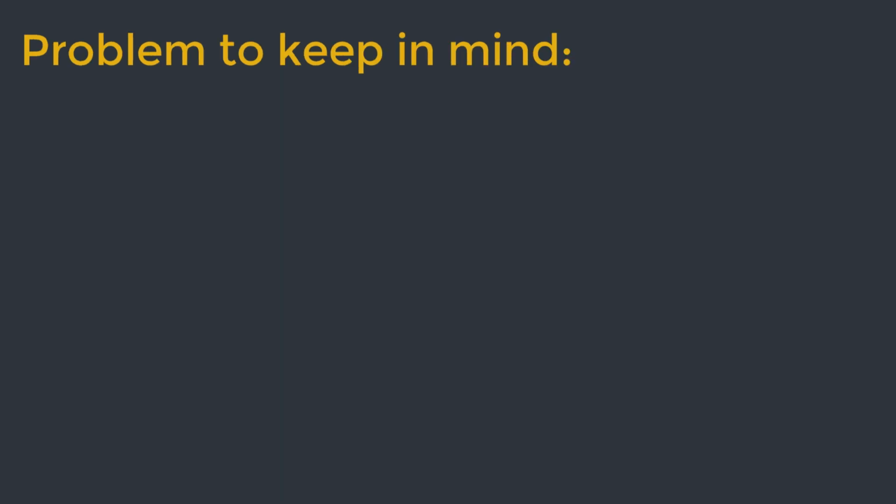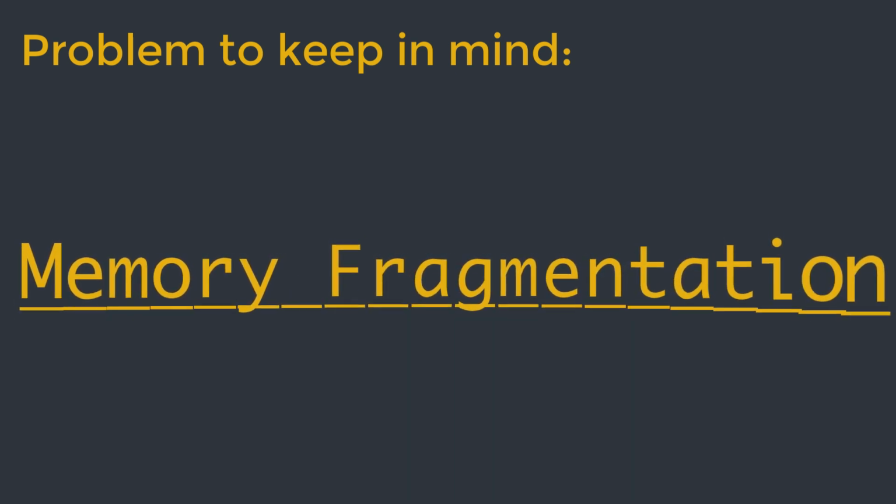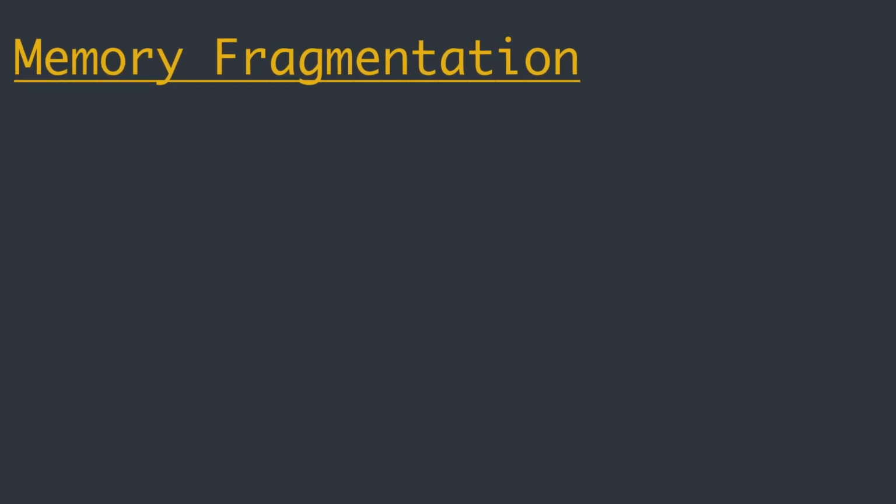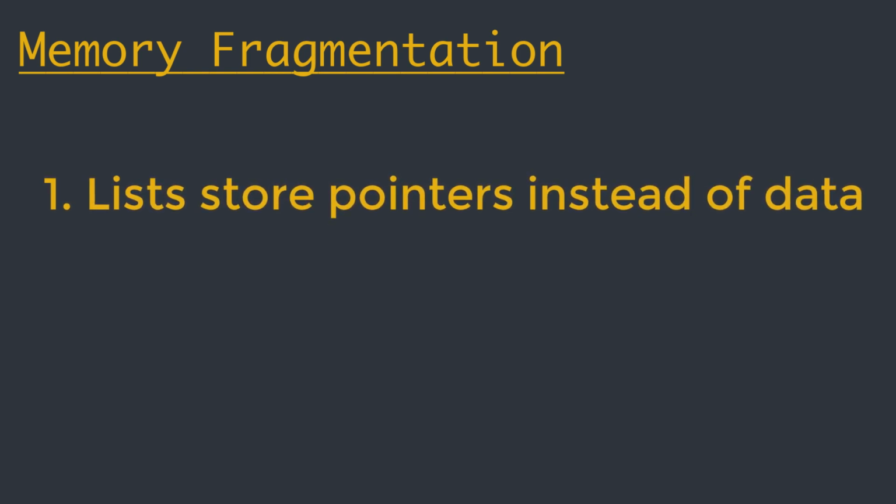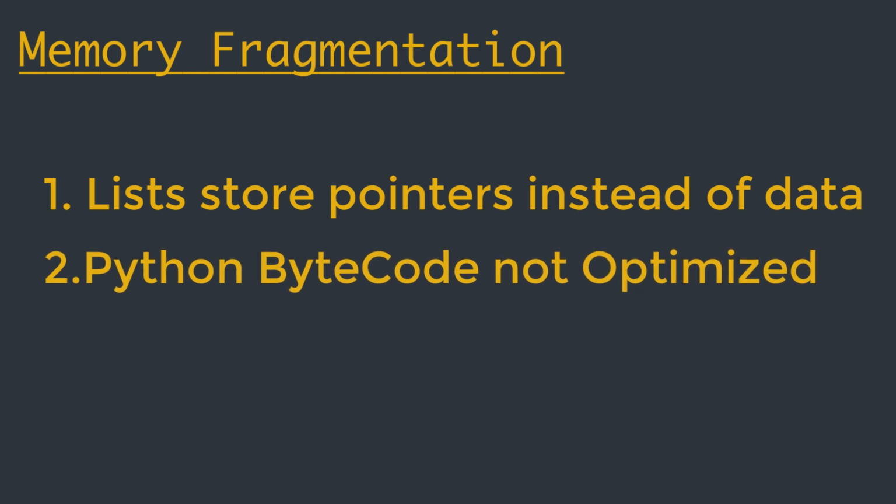Okay, let's talk about an important problem we have to take into account while working on these kinds of computational problems. It is memory fragmentation. Python doesn't natively support vectorization. There are two reasons for this. Python lists store pointers to the actual data, and Python bytecode is not optimized for vectorization. So for loops cannot predict when using vectorization would be beneficial. The fact that Python lists store pointers means that instead of actually holding the data we care about, lists store locations where the data can be found.